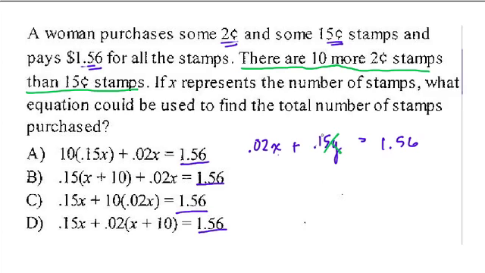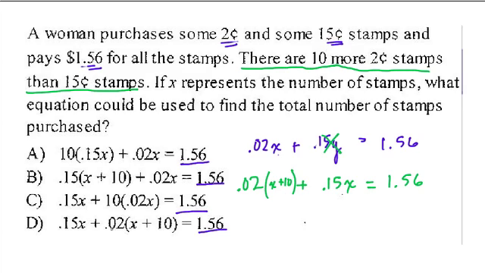So I'm going to rewrite this saying, okay, there's some number of 15-cent stamps. And the number of 2-cent stamps is 10 more than that. So whatever number of 15-cent stamps we have, that number is X, and X plus 10 is the number of 2-cent stamps. And if we add them up, we spent $1.56. So this could be our equation.